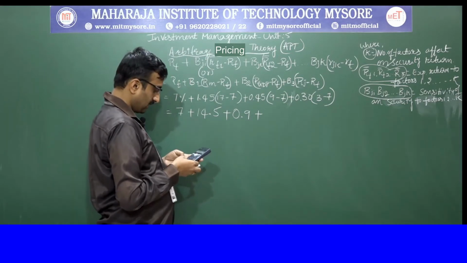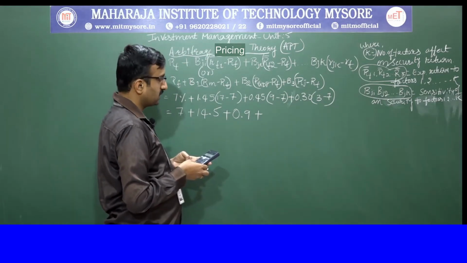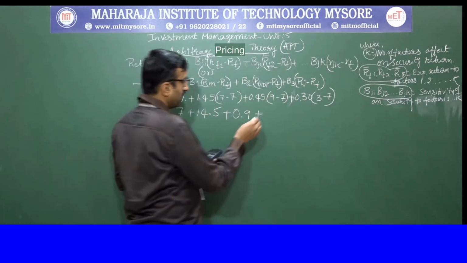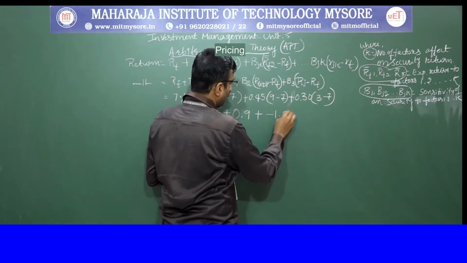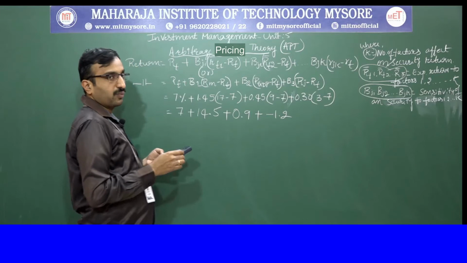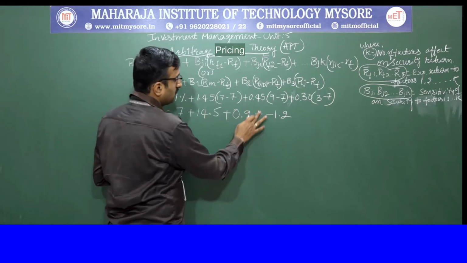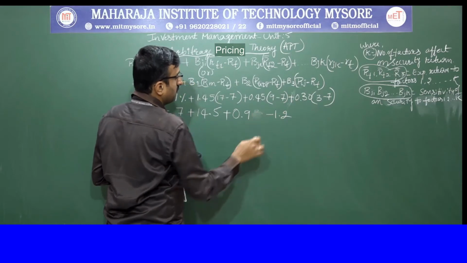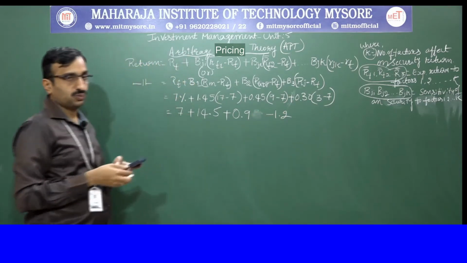Next 3 minus 7, if you do, will get minus 4, minus 4 into 0.30, you will get minus 1.2. This is plus into minus, you will get minus, yeah, it is minus 1.2.